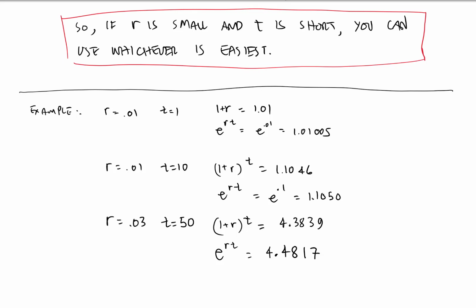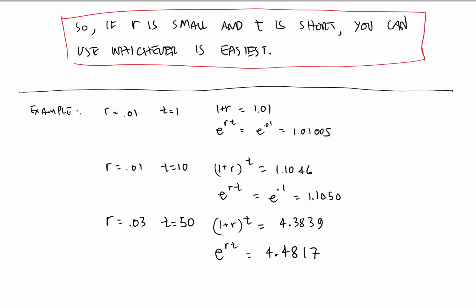and e to the rt is e to the 0.01, and that equals 1.01005. So the difference between those two is obviously 0.00005. What if r were 1% and t was 10 years?